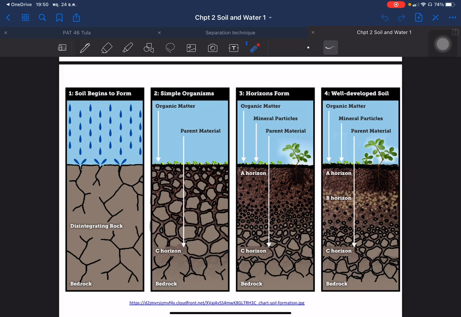Then the organic matter here distributed into the layers of the rock this way. So you will see the first layer as a C horizon. Later here, the amounts of the organic matter increase, the mineral particles increase, and more parent material gets weathered this way. You will get more and more organic matter on the top surface. So this one we call A horizon.